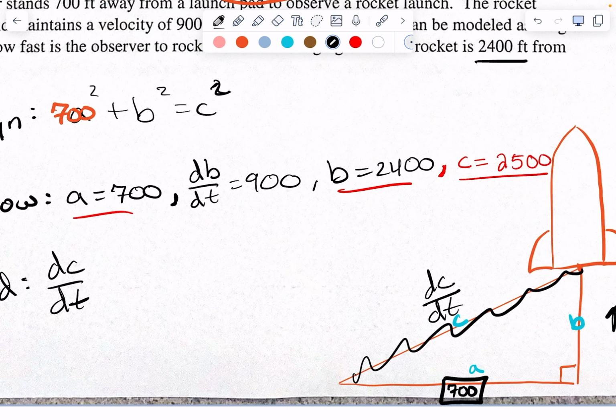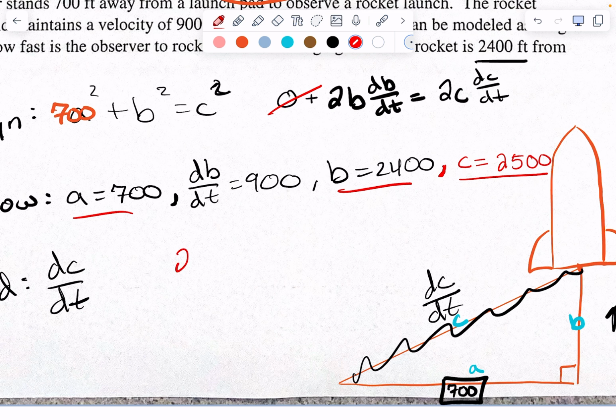Derivative of 700 squared is 0. You don't have to write 0, but I'm going to. Derivative of B squared is 2B dB/dt, equals derivative of C squared, 2C dC/dt. Okay, 0, I'm not going to worry about. 2 times B, which is 2,400, times dB/dt, which is 900. We got some big numbers going on here. Equals 2 times C, which is 2,500, times dC/dt, which we're trying to find.